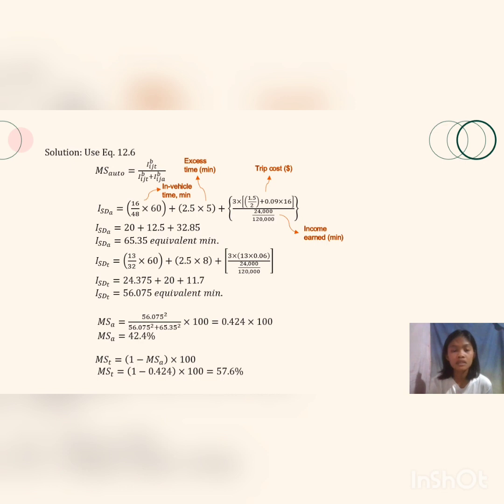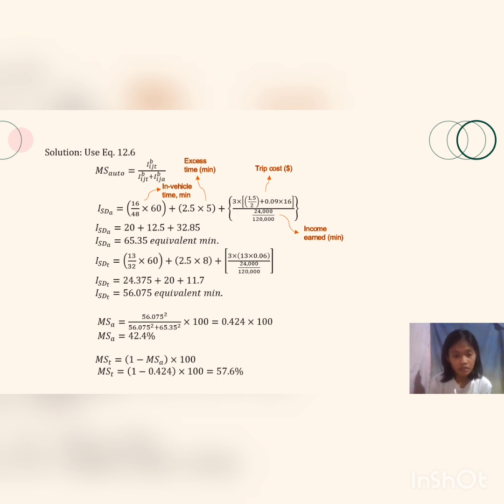Then, over 24,000 divided by 120,000. This is the income earned per minute. So, here's the solution: 20 plus 12.5 plus 32.85 is equal to 65.35 equivalent minutes.